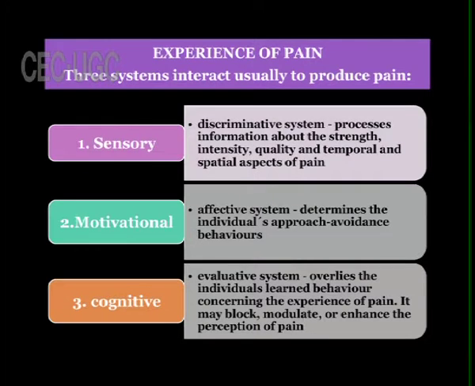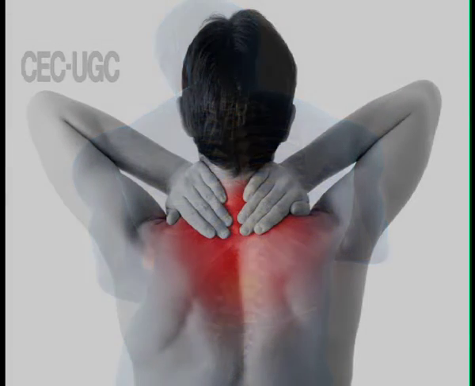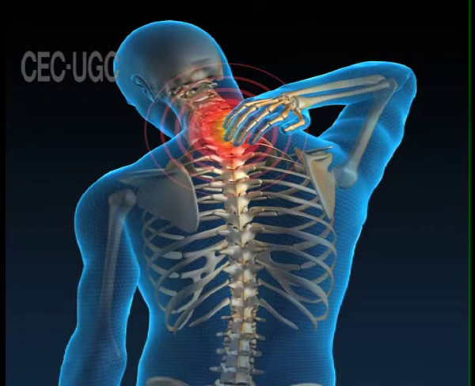Coming to sensory, it is a discriminative system. It processes information about the strength, intensity, quality and temporal and spatial aspects of pain. So, sensory experience of pain means: what is the location of the pain, which part of the body is experiencing this pain, and the intensity and duration of the pain. The spatial aspect is, is it limited to my right leg, or is it spreading towards the thighs and also into the right abdomen, and things like that. All this constitutes the sensory aspect in the experience of pain.